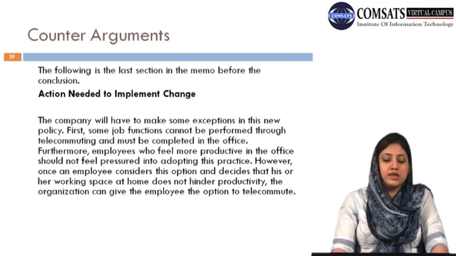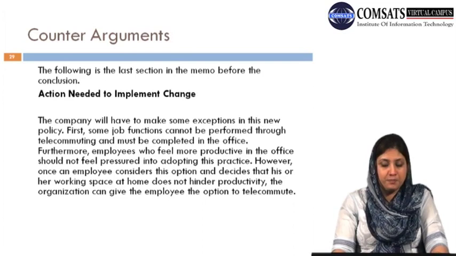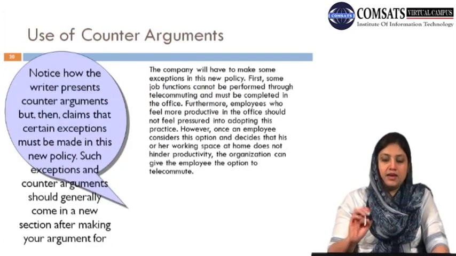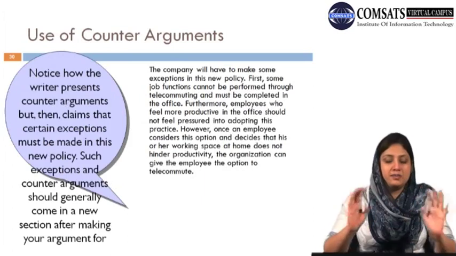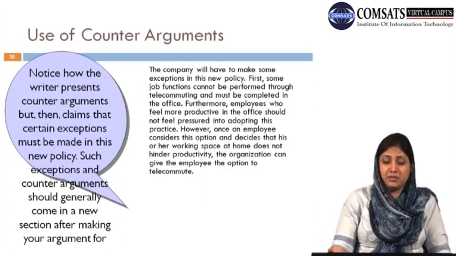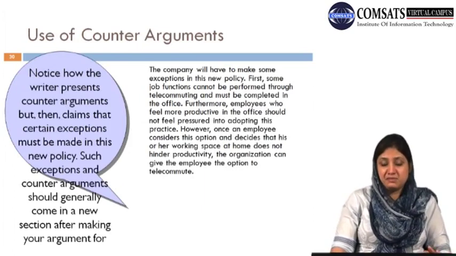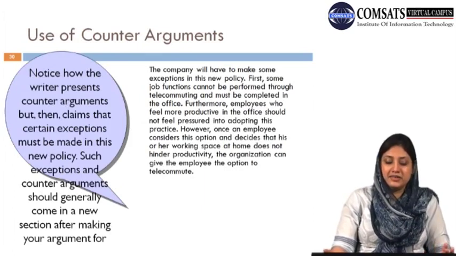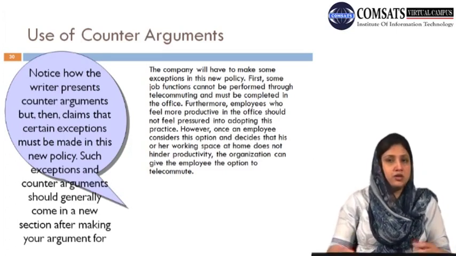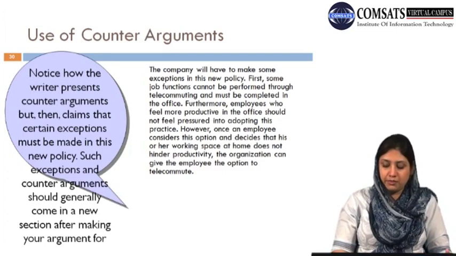First, some job functions cannot be performed through telecommuting and must be completed in the office. Furthermore, employees who feel more productive in the office should not feel pressured into adopting this practice. However, once an employee considers this option and decides that his or her working space at home does not hinder productivity, the organization can give the employee the option to telecommute. All right, now notice how the writer presents a counter-argument, but then claims that certain exceptions must be made in this new policy. And such exceptions and counter-arguments should generally come in a new section after making your argument for.